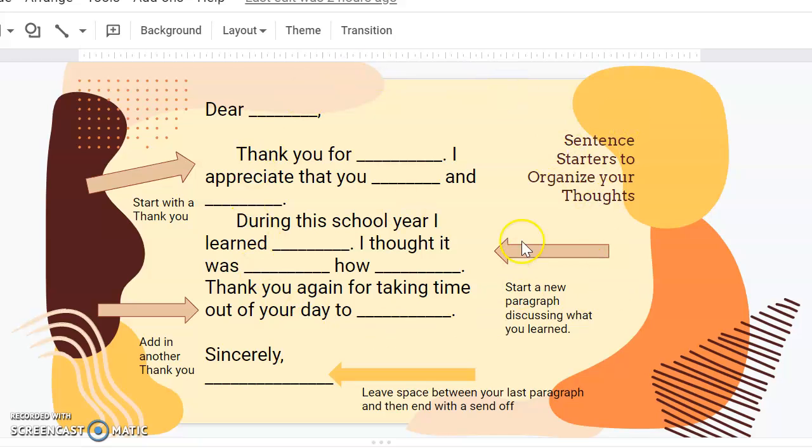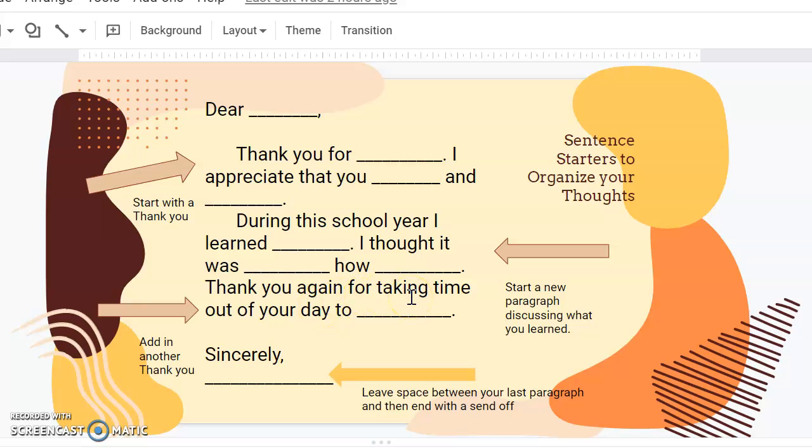Okay, so on this very last page of our presentation, I made a mock-up letter for you. If you'd like to use this as a frame for your writing, that is perfectly fine. Again, it says, dear blank, whichever teacher you're writing to, thank you for blank. I appreciate that you blank and blank. During the school year, I learned blank. I thought it was blank, how blank. And thank you again for taking the time out of your day to blank. Right? So you should be filling in those blanks with your own information.